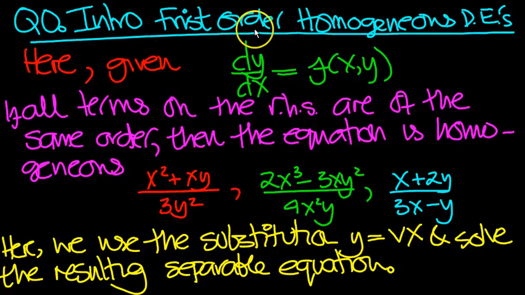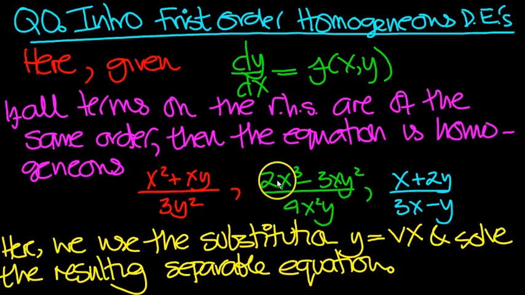Okay guys, just a little intro for this section on first order homogeneous differential equations. We're given a differential equation that looks like this, say dy/dx equals f of x, y, and basically it's homogeneous if all terms on the right hand side are of the same order. Then we say the equation is homogeneous, and what we mean by that is, if we look at this example, that's of order 2, combining this term's of order 2 and this term's of order 2, so everything's of order 2 here, so it's said to be homogeneous.